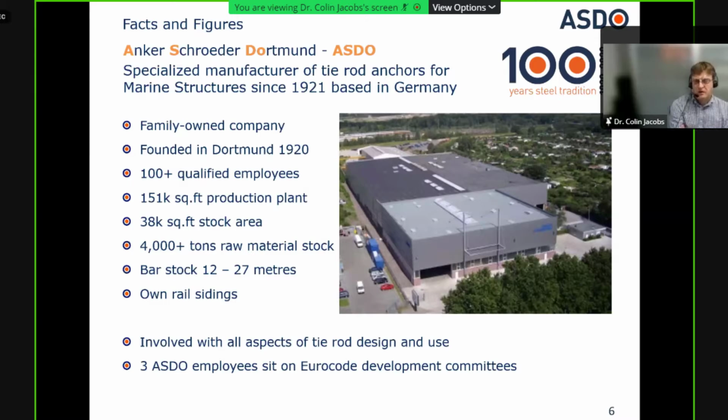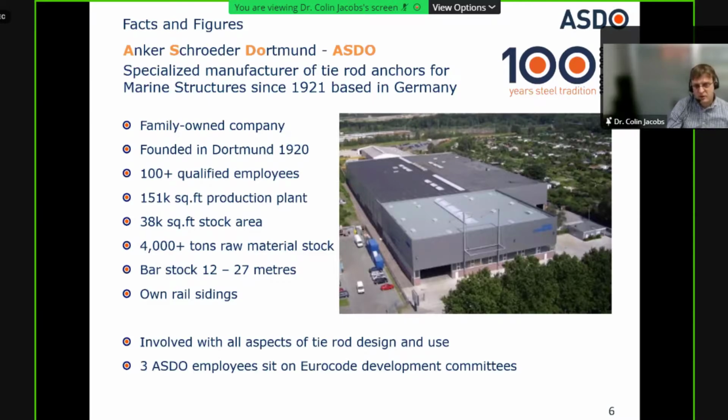So, a bit of background to Anker Schroeder. Again, we're a company specializing in solid steel tie rods. We're still family owned, a relatively small company, only 100 plus employees. But that's big enough to satisfy most of the global demand for tie rods that we see, and 85% of our product is exported from Germany.